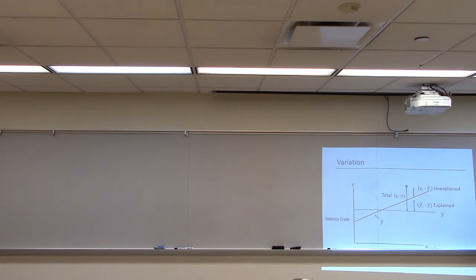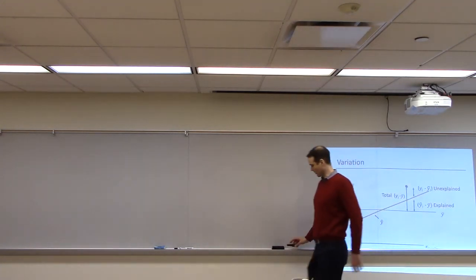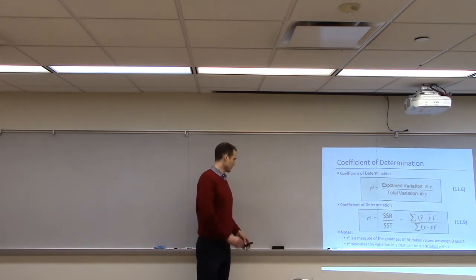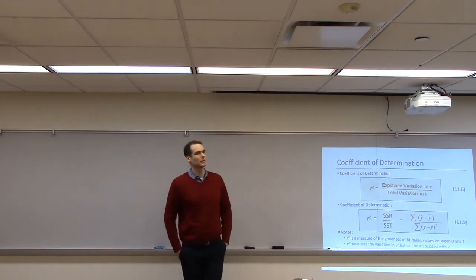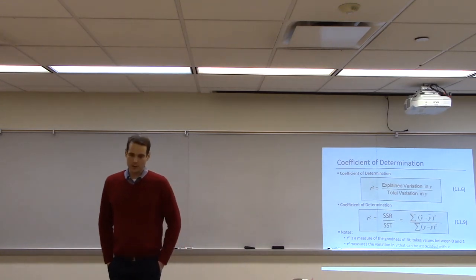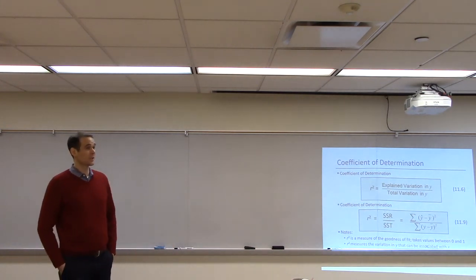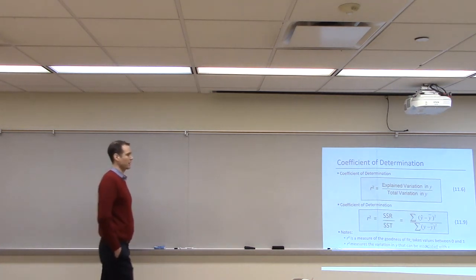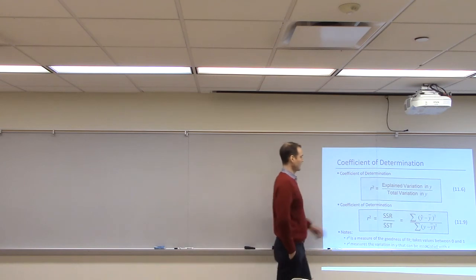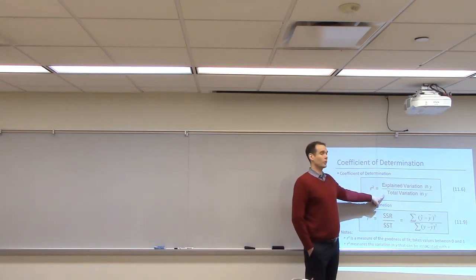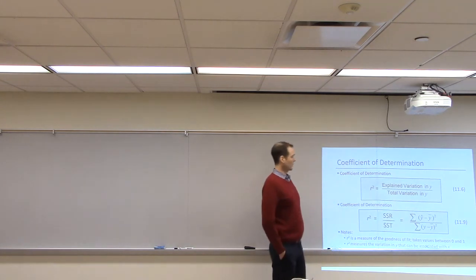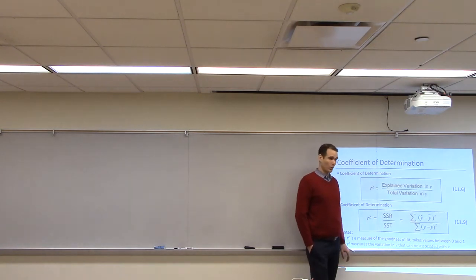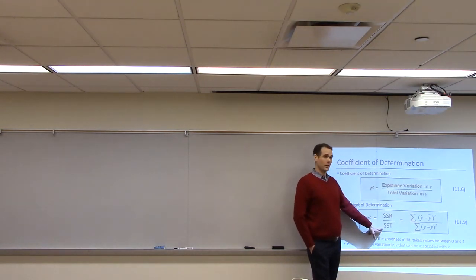All right, so then the 3 performance measures just look at the relationship between explained and unexplained. The first one is called the coefficient of determination, also called R squared. This is the percentage of the variation that can be explained. It is mathematically the explained variation divided by the total variation. What is our explained variation? Sum of squares regression. What is our total variation? Sum of squares total.